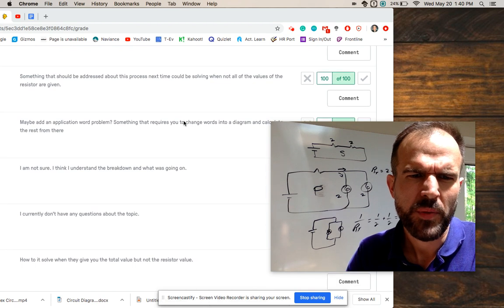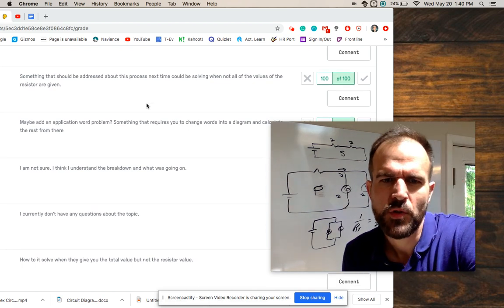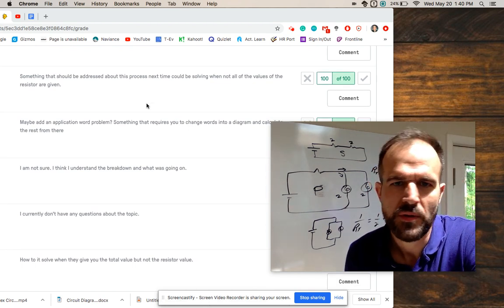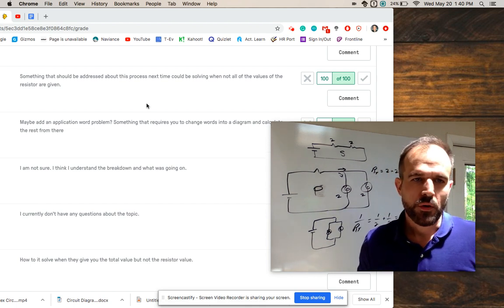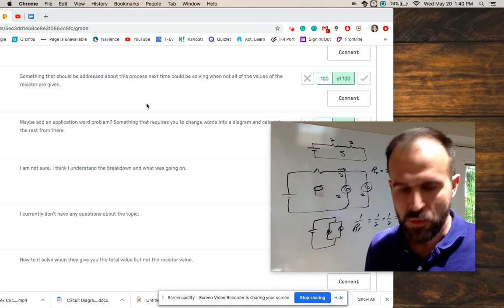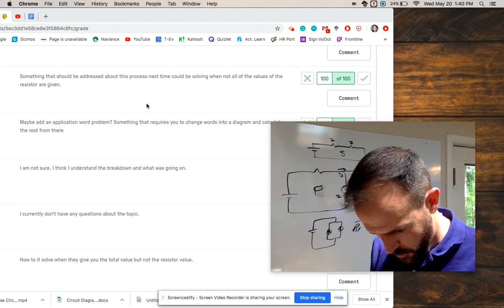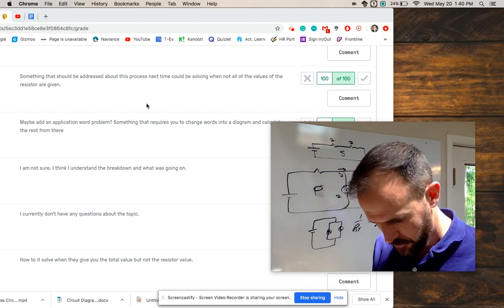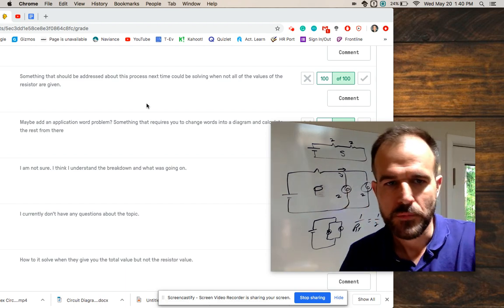Something that could be addressed about this process next time could be solving when not all the values of the resistors are given. Oh, cool. So that would be kind of solving some stuff backwards, I guess. All right, let me write that down. Solving. All right, check that out.